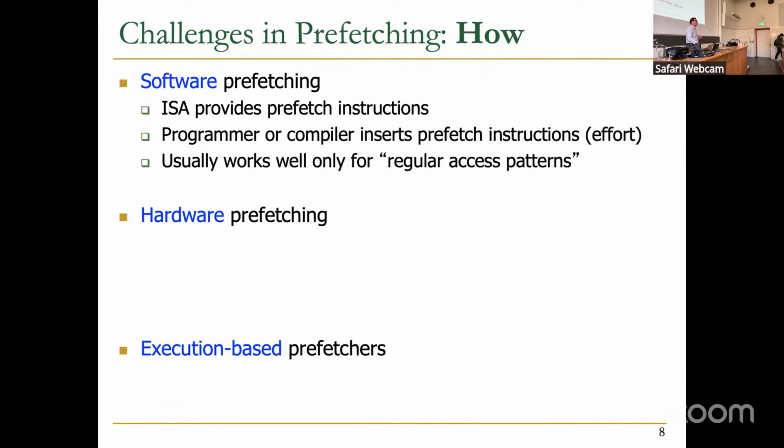Software prefetching. In software prefetching, the ISA provides instructions, and the programmer or compiler inserts prefetch instructions. This requires some effort, of course, from someone at the higher levels of the stack. And this usually works nicely for regular access patterns that you can disambiguate or find at compile time or at programming time. Does that make sense?